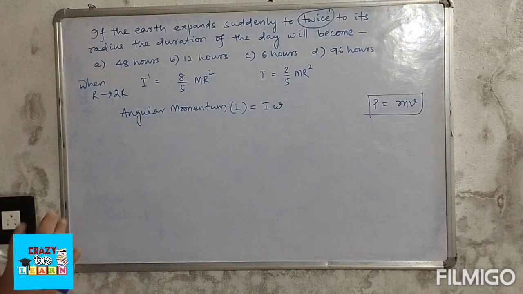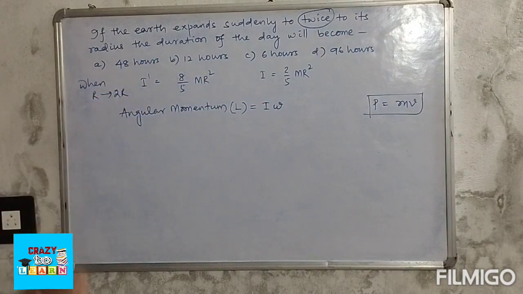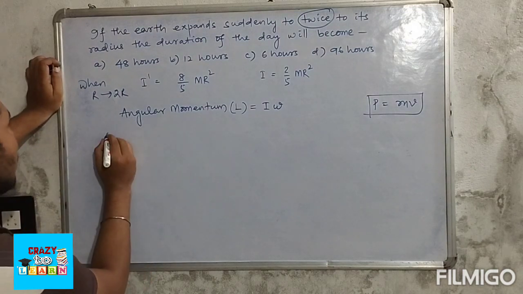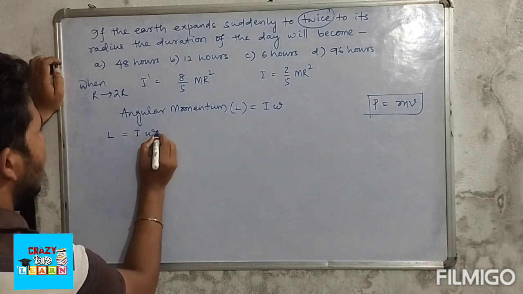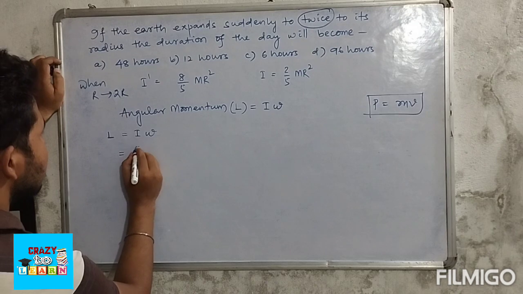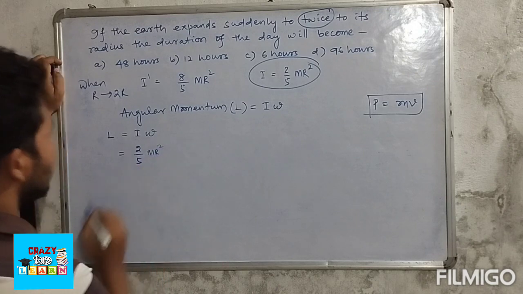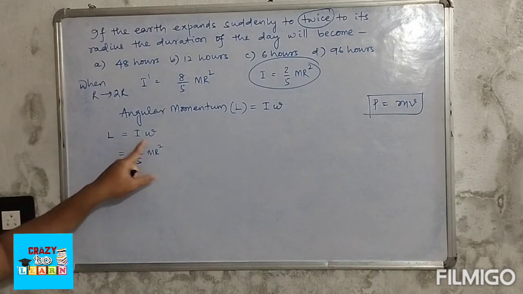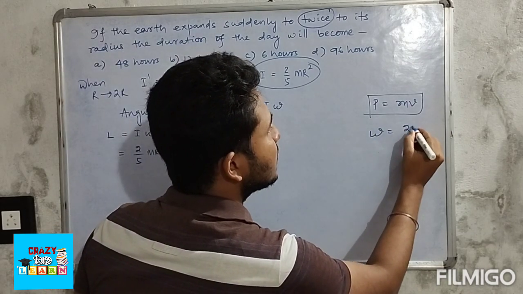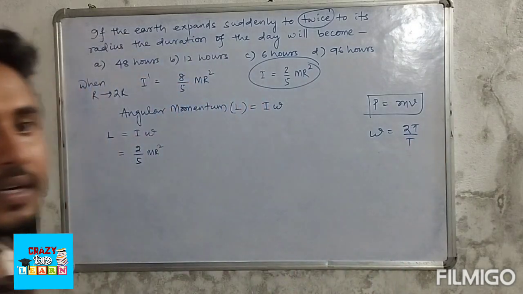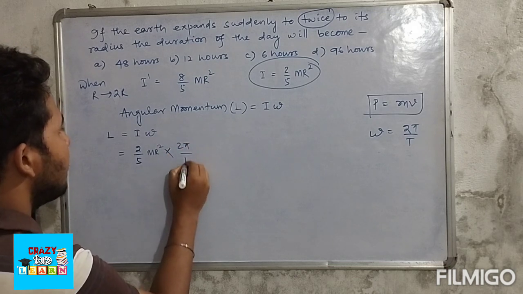So now we will calculate the angular momentum for both the cases, when the radius is r and when it is 2r. First find out the angular momentum L for the first case when the radius is r. L is equal to I omega. And what is the value of I? The value of I is 2 by 5 mr square. And what is omega? Omega is the angular velocity, and we know that omega is equal to 2 pi by t, where t is the time period. So in the place of omega just write 2 pi by t.